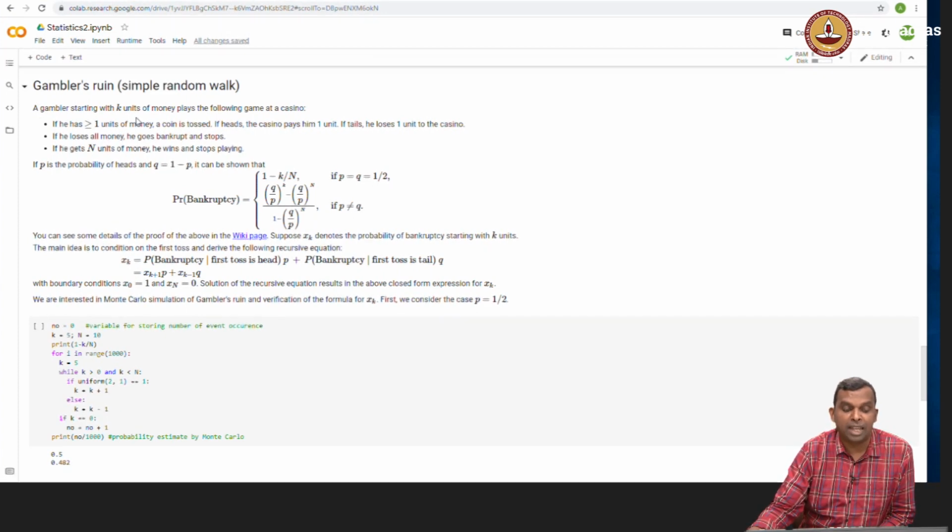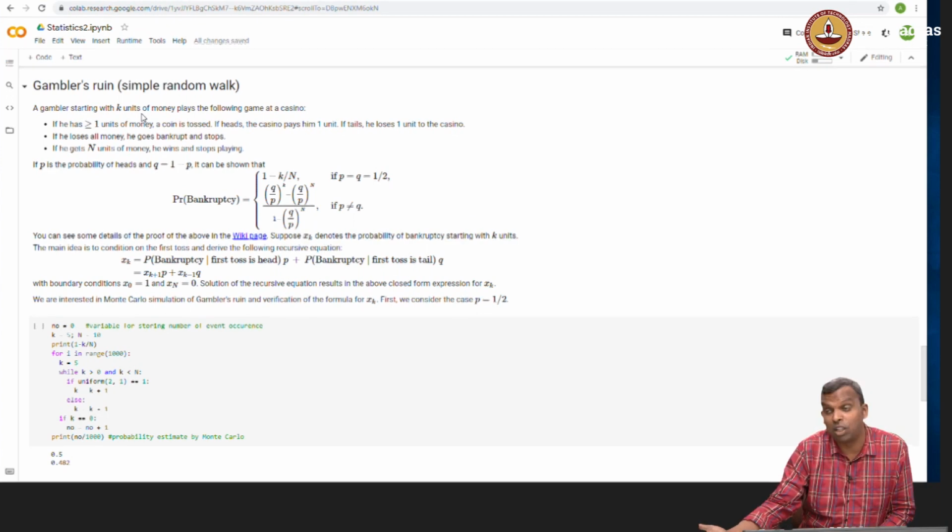A gambler has K units of money, K rupees if you like, K dollars if you like, whatever unit, K units of money, and he's going to a casino to play. Don't ask me where is a casino in India. Goa has lots of casinos, if you didn't know. Anyway, so this is the game he does.